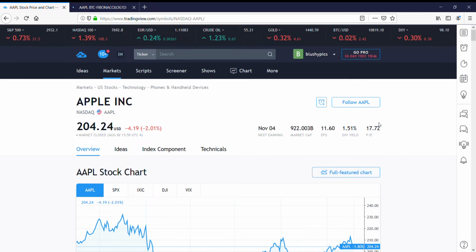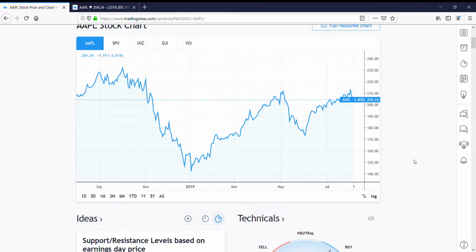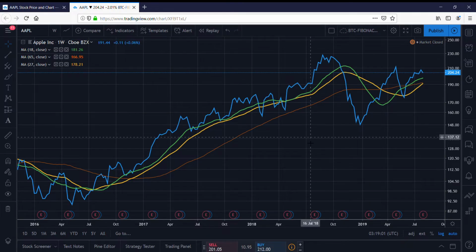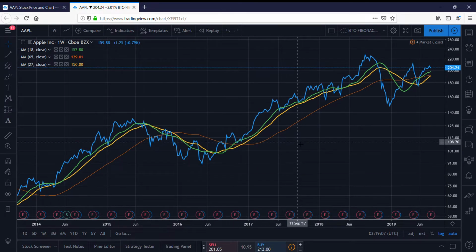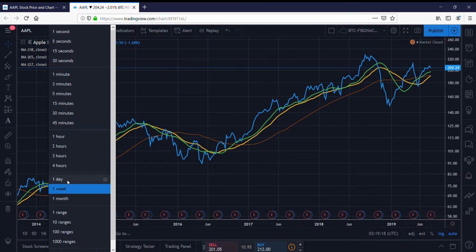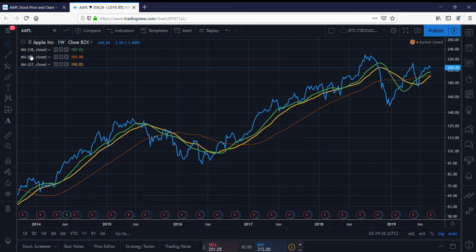I already created a login ID, so I have already added all my charts and everything. You can see I already added these moving averages for the chart. You can add these moving averages or any indicator to your stock, and you can select the chart duration. Currently this is weekly, so you can set weekly, monthly, or daily, whatever you want. And then I added three indicators.